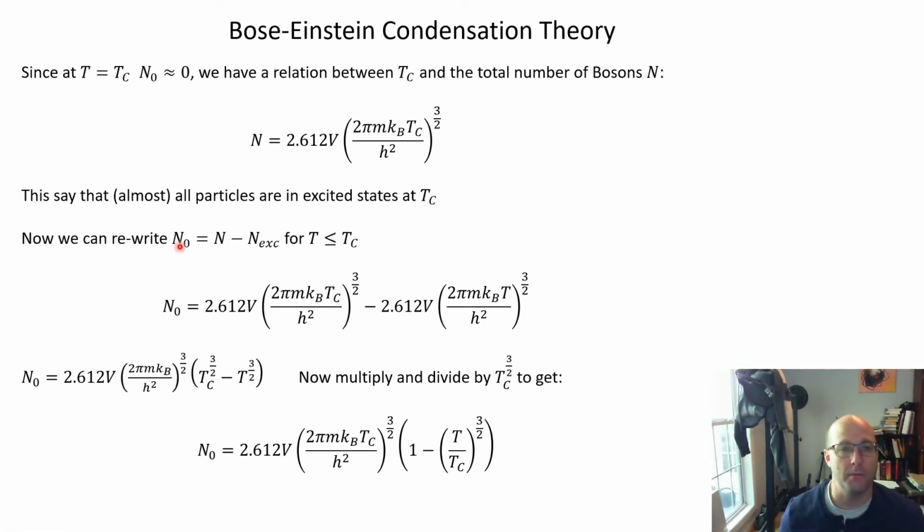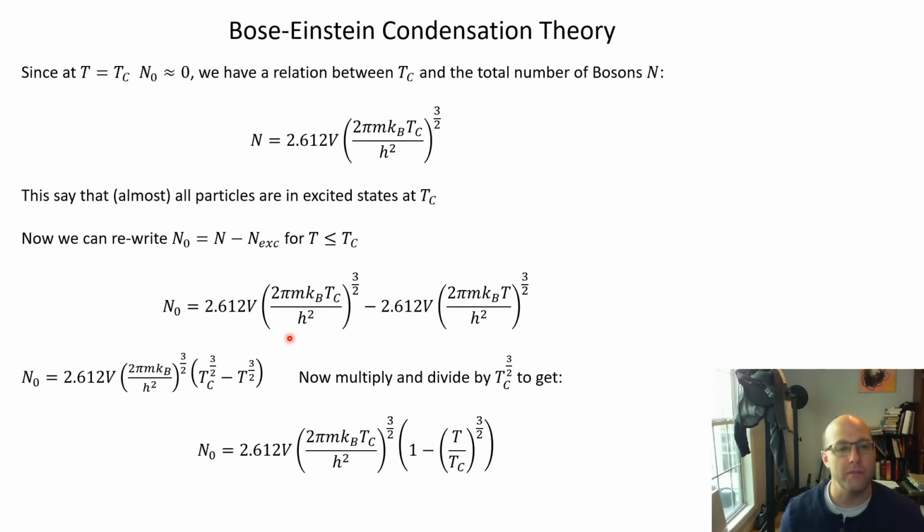So that means the number in the ground state is whatever that number was, the number that I got by applying this, minus the temperature-dependent number of excited states. Now, this is only true for T less than or equal to T sub c. Above T sub c, basically, N sub 0 is approximately 0. We don't need to worry about it. All right, so below T sub c, or equal to T sub c, we get the number of atoms in the ground state. This is the expression for the total number of particles based on the critical temperature, minus the temperature-dependent number of excited states.